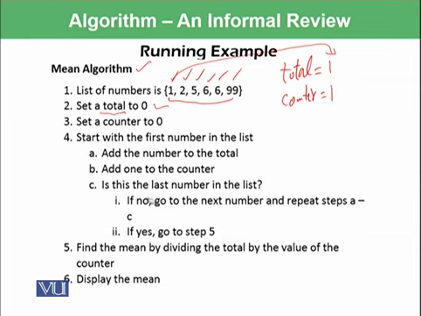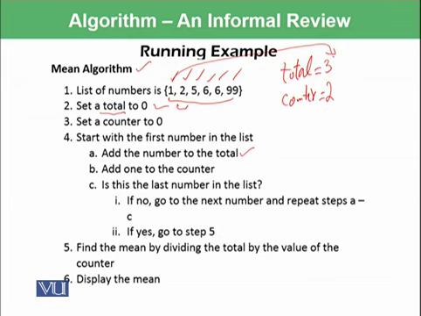Is this the last number in the list? No. If it is not, go to the next number and repeat steps A to C. So again, add the number to the total. This means 1 plus 2, as 2 is the next number. So 1 plus 2 is 3. At the moment total has 3. These steps will be executed and counter will become 2. So counter will be storing the number of iterations we have performed, and total will be storing the sum of all numbers.